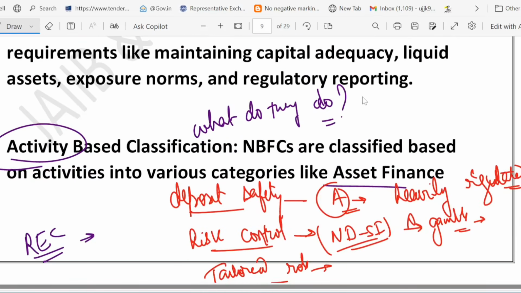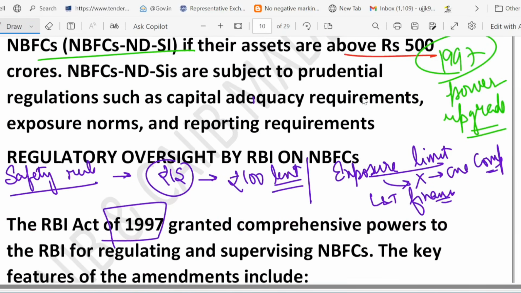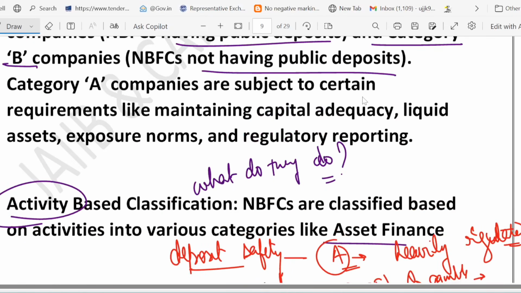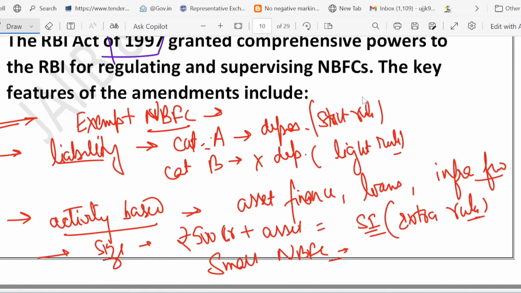So then the next thing we talked about is the classifications. Okay, so for the classification, just have a look. There are some exempted NBFCs, who are regulated by other regulators like IRDAI and SEBI, not regulated by RBI. Now we talked about the different classes of NBFC. On the basis of liability, there are two categories. Category A means those who can take deposits and there are strict rules there, and category B NBFCs can't take deposits, so there are lighter rules.